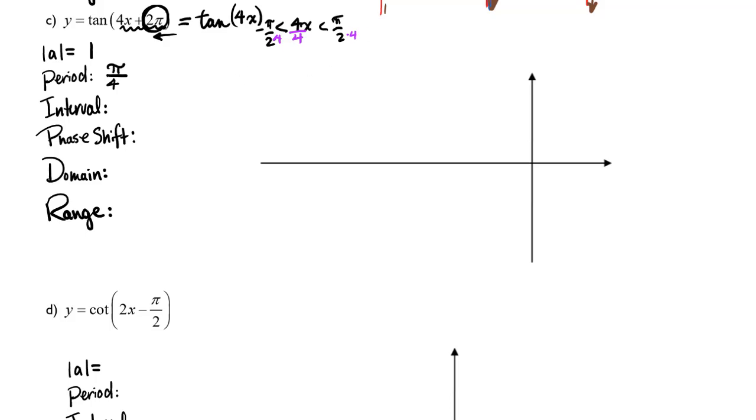And that will give us my new interval, which is a horizontal shrink. So it'll be negative pi over 8 with x in the middle. So x is between negative pi over 8 and pi over 8.